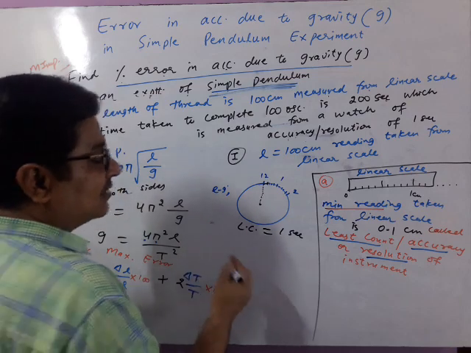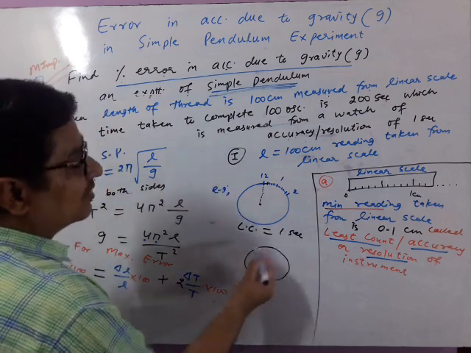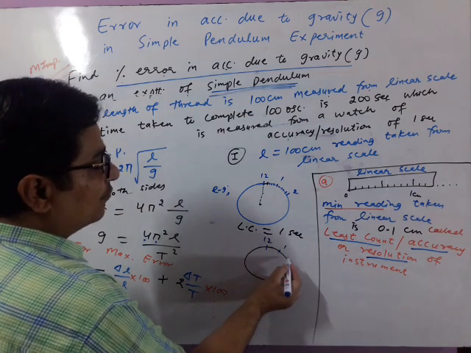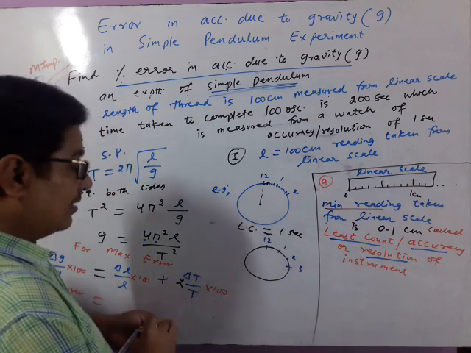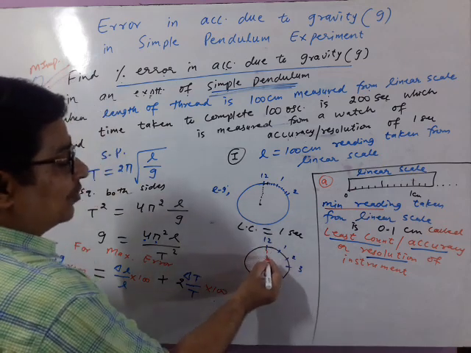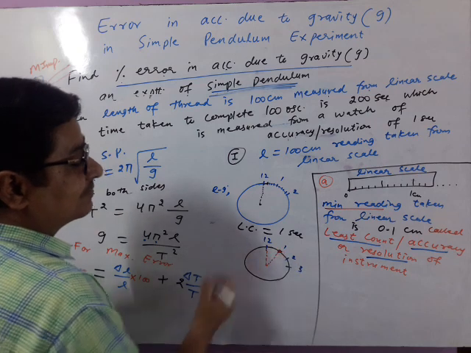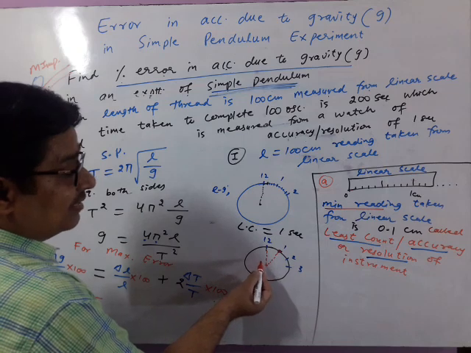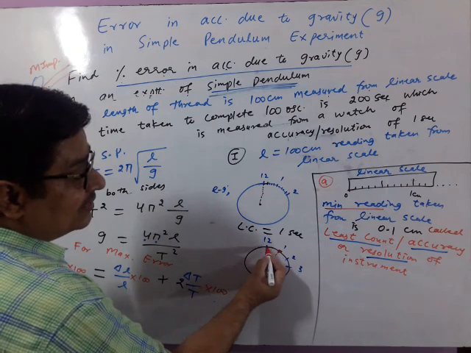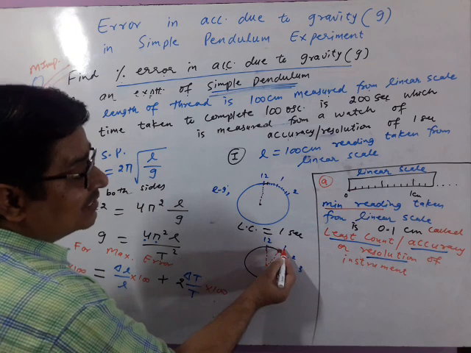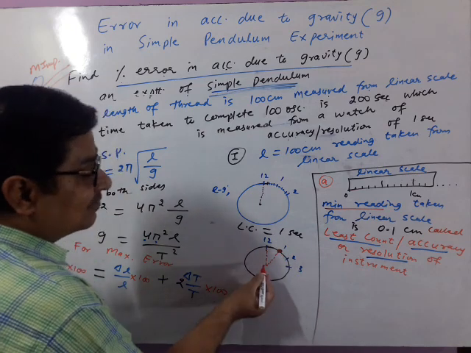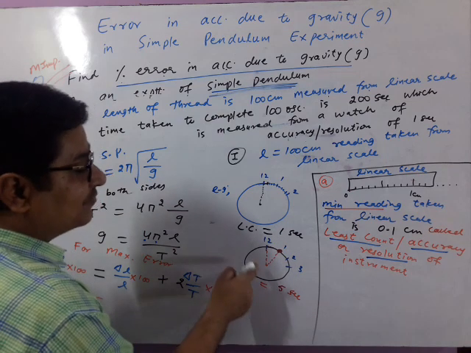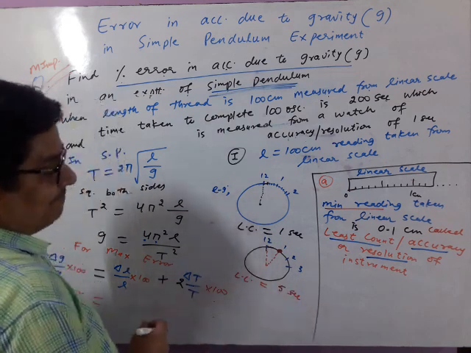Smallest observation. See, if I change the reading marking of the clock, then what will happen? If I mark 12, 1, 2, 3, then the smallest observation from this watch will be this. Now you can't say least count of the watch is 1 second. See, the first reading is 1. 1 means 5 second. So minimum reading of the second watch is 5 second. So you will say least count of this watch is 5 second.